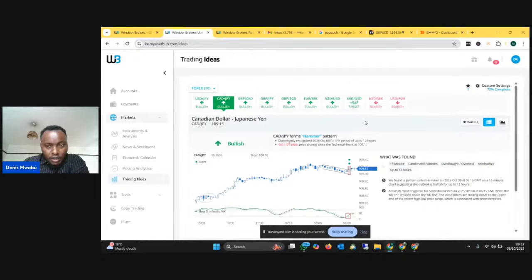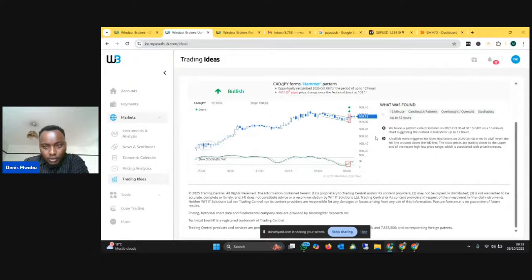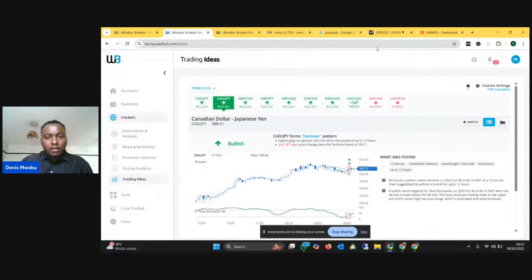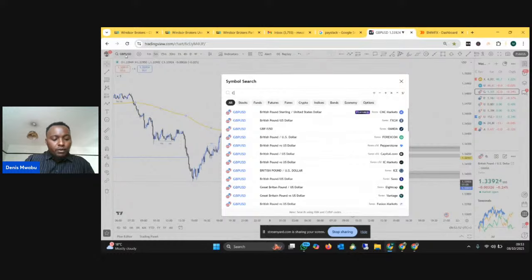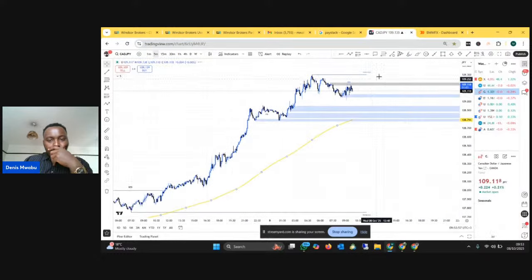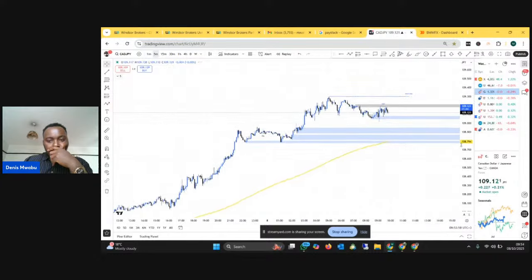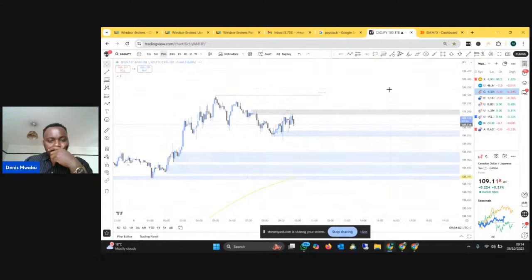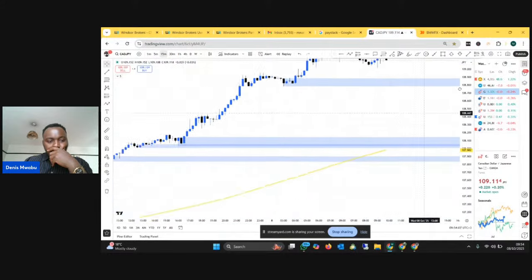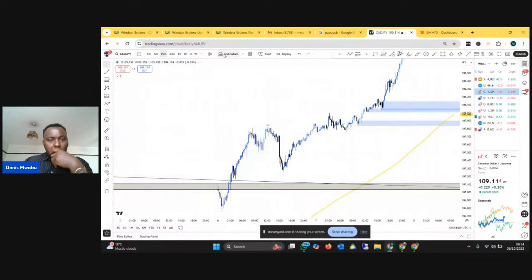We can take a look at our trading ideas also here on Winsor. You can see CAD JPY on the 15 minutes time frame. We have a hammer candle, a candlestick, an overbought overzone area, so bullish on CAD JPY. So let's confirm if we'll see a good signal on CAD JPY, either a buy or something. Not yet on CAD JPY. I don't think we have anything there on CAD JPY.